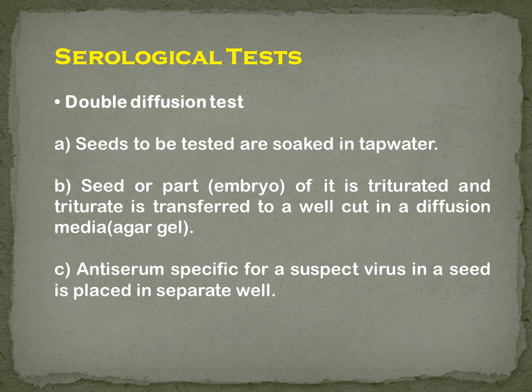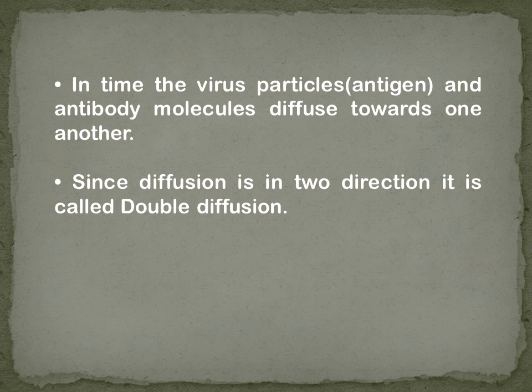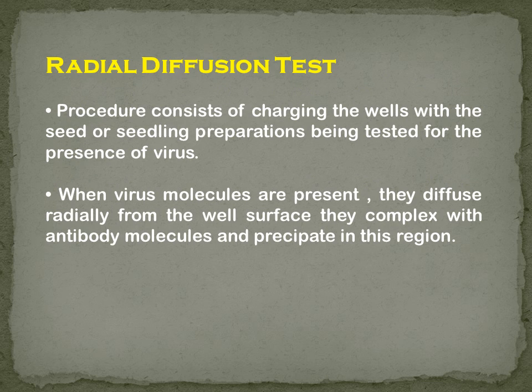Then the serological tests. First is the double diffusion test. The seeds to be tested are soaked in tap water, and the seed or part of it, the embryo, is triturated, and the triturate is transferred to a well cut in a diffusion medium like agar gel. An antiserum specific for the suspect virus in the seed is placed in a separate well. You can see here, in time virus particles, that is the antigen, and antibody molecules diffuse towards one another and form a combination. That's why it is called double diffusion.